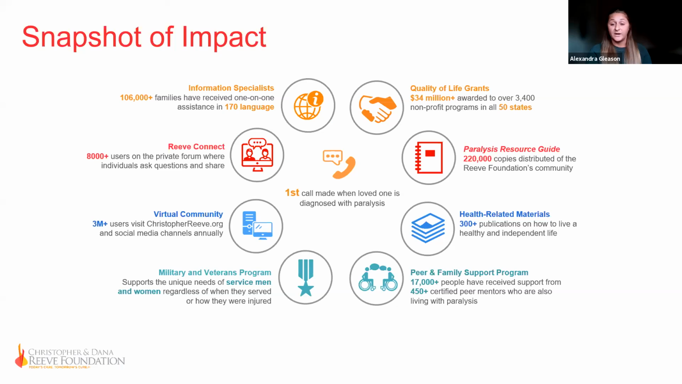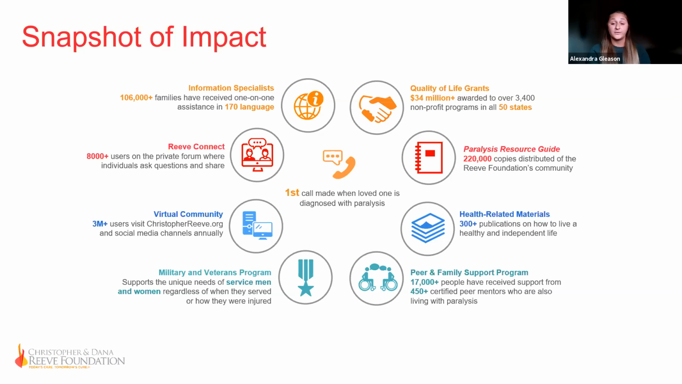The foundation of the National PRC are our information specialists who have provided one-on-one assistance to over 106,000 families in 170 languages. We also have a military and veterans program, which supports the unique needs of our servicemen and women, a peer and family support program with over 450 certified peer mentors who provide support to over 12,000 people, a virtual community of over 3 million users who visit our website and Twitter, Facebook and Instagram, and other social media outlets. There's also Reeve Connect, which is a private forum for our community.